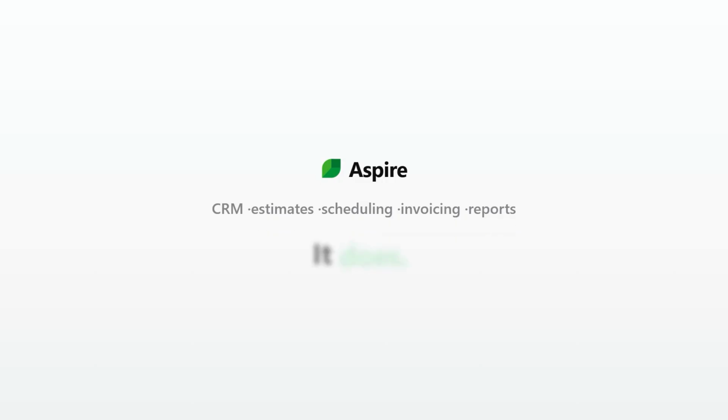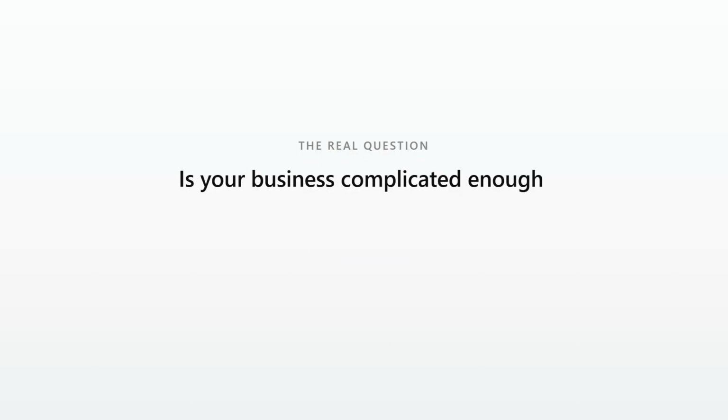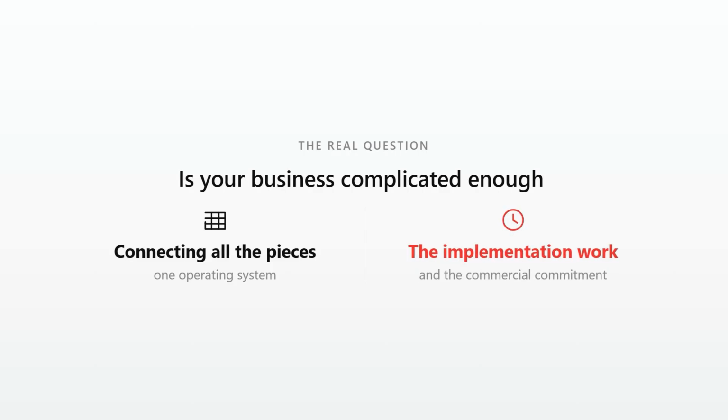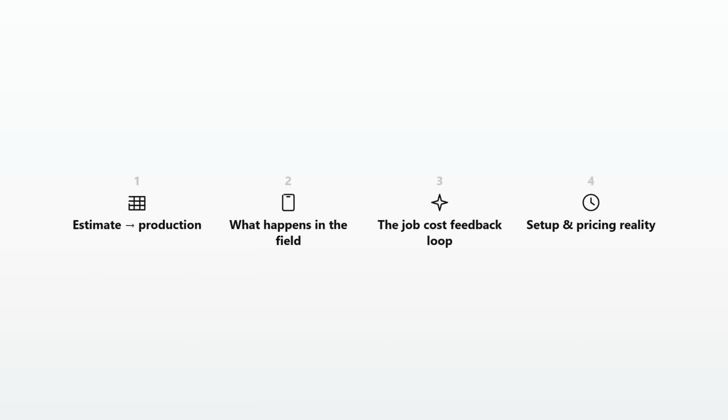If you're looking at Aspire landscaping software in 2026, the real question is not whether Aspire has a CRM, scheduling, invoicing, and reports. It does. The real question is whether your landscaping business is complicated enough that connecting all of those pieces is worth the implementation work and the commercial commitment. So I'm going to look at Aspire in 4 ways: the estimate to production workflow, what happens in the field, the job cost feedback loop, and then the honest setup and pricing reality.